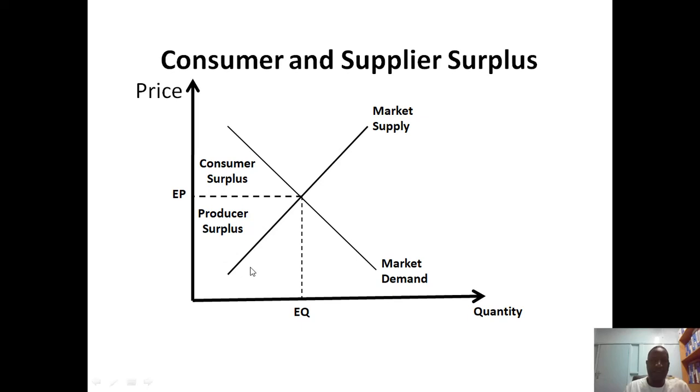Same applies to producers. There are producers who may be willing even to produce and supply at a lower price than the equilibrium price, but because they are supplying at the market price, the equilibrium price, they are having a surplus. Let's say for instance the market price is 500 kwacha and there are producers who could sell their products for 300 kwacha. They are highly favored by the market price. They will sell at 500 and hence have an excess over what they would have sold if the market price was not at 500.